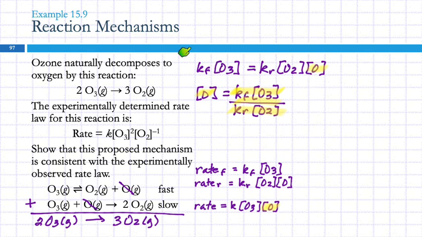So I took this equation and I solved for O, divided both sides by K rO2. Now I'm going to take this piece here and I'm going to substitute it in for O. So I've got my rate law from the slow step. And for O, I'm going to put in what I found O to be equal to.